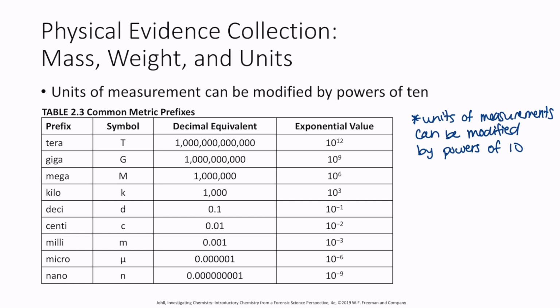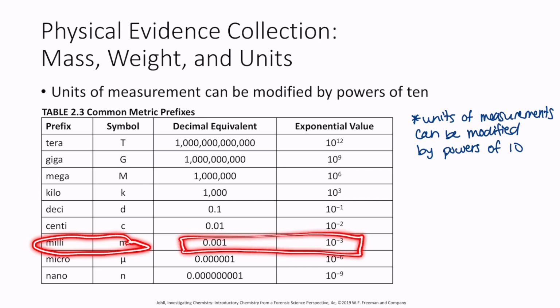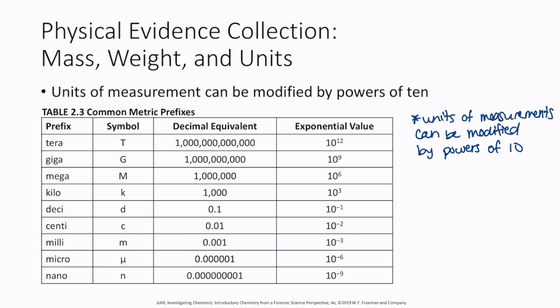So for example, if I look at the prefix milli right here, and I look at this meaning, I can quickly identify how many milliliters are in a liter. That is something that is quick and easy to do. There are 1,000 milliliters in a liter, or we can say there is 0.001 liters in 1 milliliter.